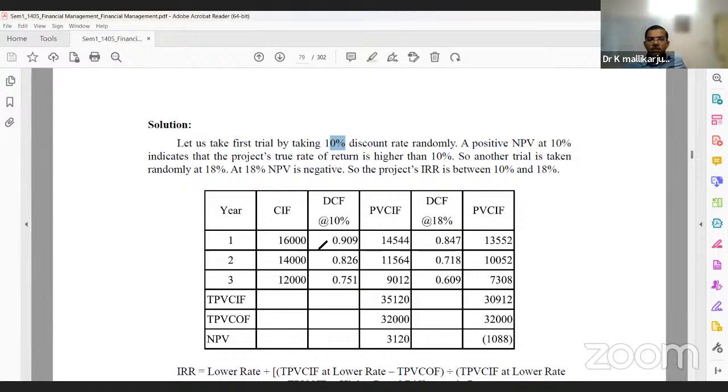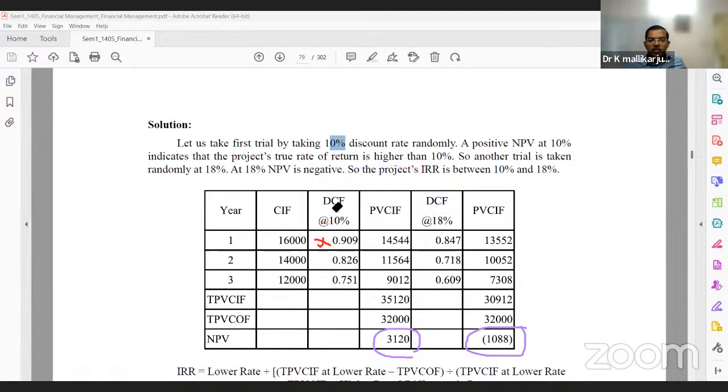Now we multiply 16,000 with these percentages, and we get the present value of cash inflows. After discounting, 16,000 converts to about 14,500, 14,000 to 11,564, and 12,000 to 9,000. Another figure we assume is 18%. Under 18%, we multiply 16,000 with this percentage, 14,000 with this percentage, and 12,000 with this percentage. Now we can see that there is a positive NPV at one rate and a negative NPV at the other.